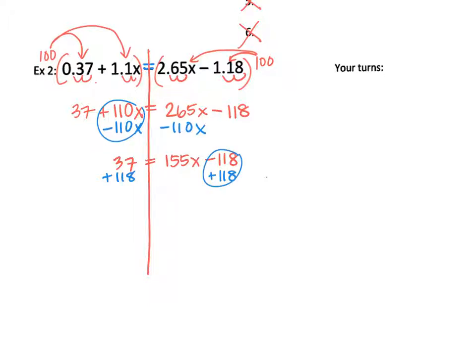There's my 0. I get 155 here. And then finally, I'm going to divide to get my 1. All right, 155 divided by 155 is my 1. And then over here, we'll give my answer. So the answer is 1. X equals 1.